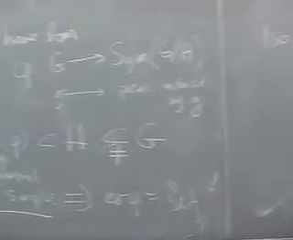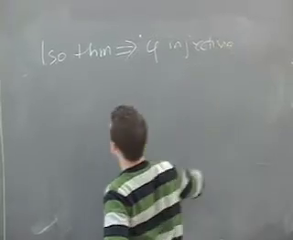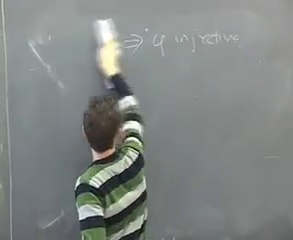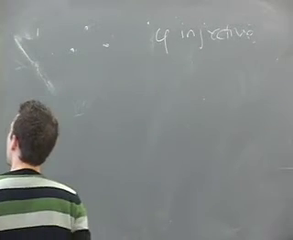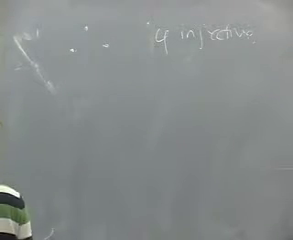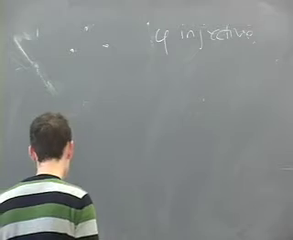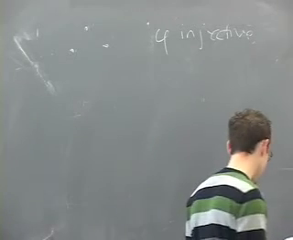In fact, you don't even need the isomorphism theorem. I can just say that phi is injective. G is isomorphic to some subgroup of the symmetry group on the coset space G mod H.